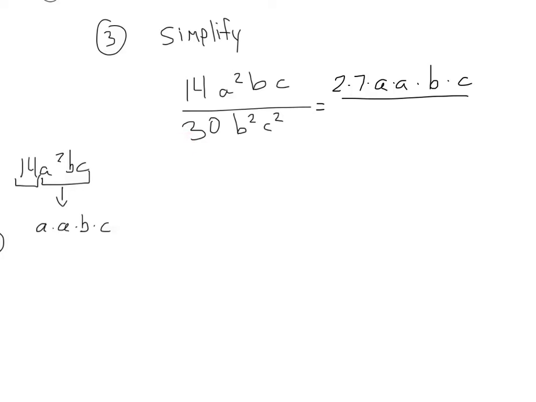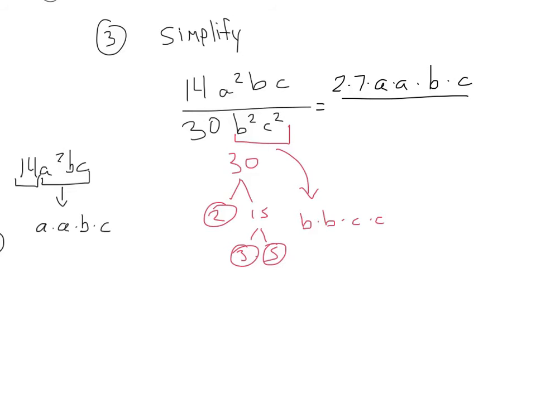Well, let's do a factor tree for the 30. Well, let's see. 2 times 15. 2's prime. 15, I could do 3 times 5. Those are both prime, so I'm done there. Now I need to write that as repeated multiplication. Well, b squared is like saying b times b. C squared is like saying c times c. So if I rewrite the denominator, what I get is 2 times 3 times 5 times b times b times c times c.